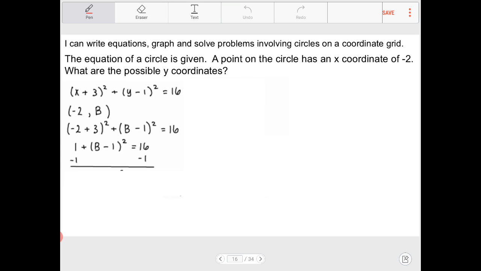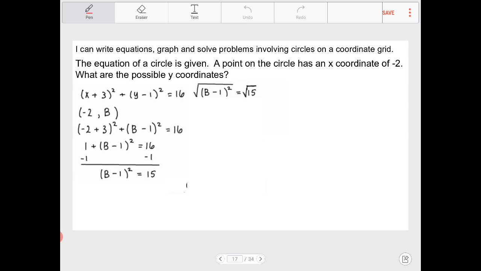Subtract 1. b minus 1 is equal to 15, or b minus 1, taking the square root of both sides, is equal to plus or minus the square root of 15, because when you're taking the square root of both sides, you end up with plus or minus. Remember that. And then we add 1 to both sides. So b will end up being 1 plus or minus the square root of 15.